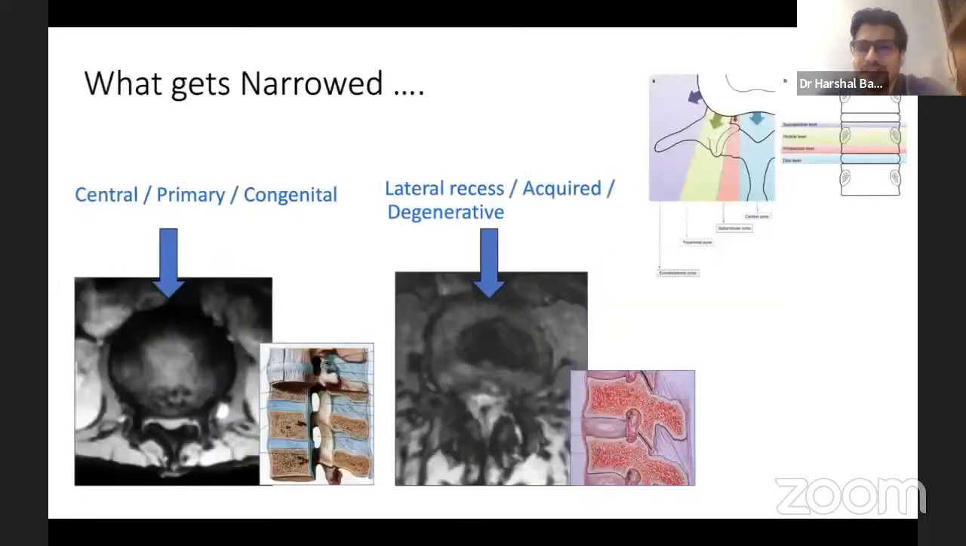But what gets narrowed? Last time, Dr. Aditya had shown us a brief understanding of anatomy, where we have a central canal, lateral recess, a foraminal zone, and an extraforaminal zone. So there are two basic aspects. There's a central canal which gets narrowed. Predominantly, it is developmentally narrow in primary and congenital stenosis, and a lateral recess which gets narrowed, causing neural compression. It is predominantly there in acquired and degenerative cases.